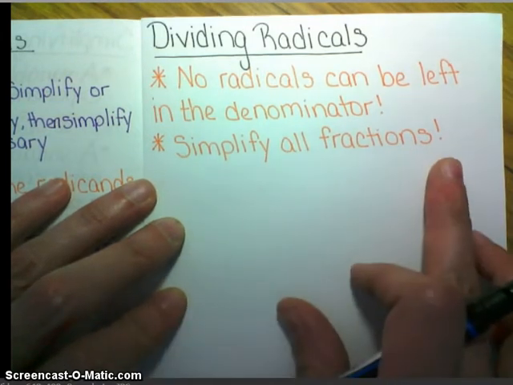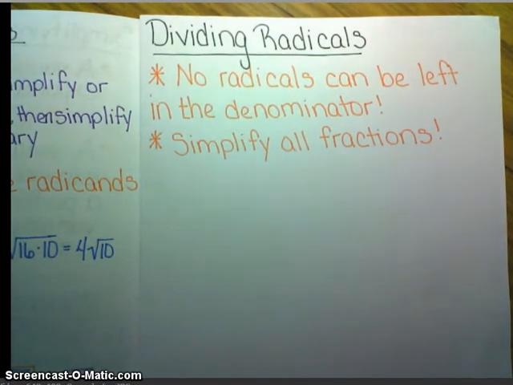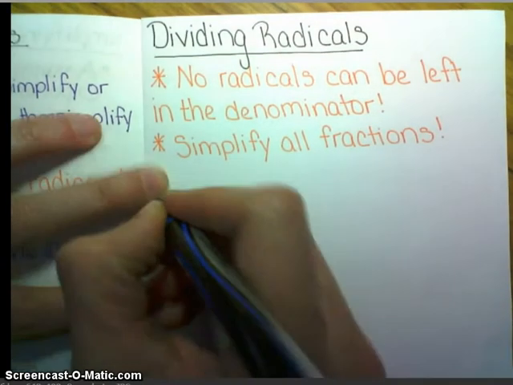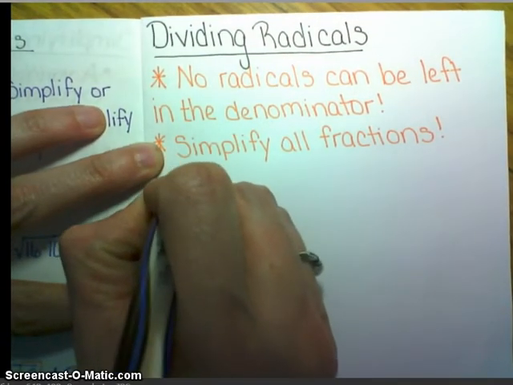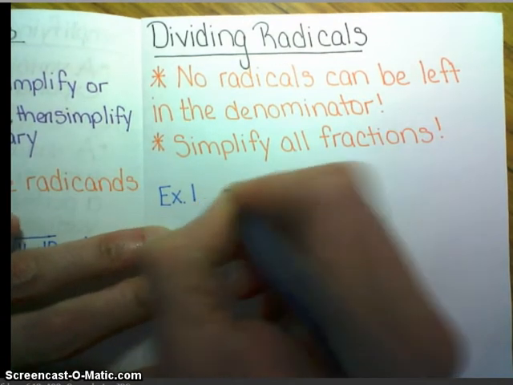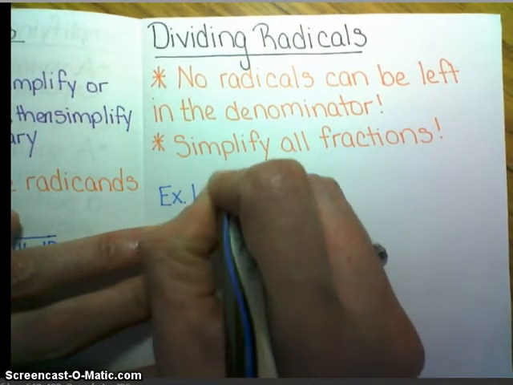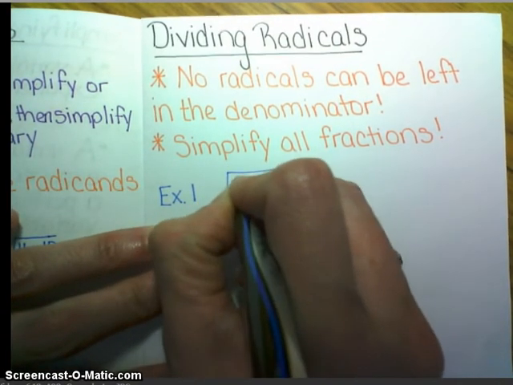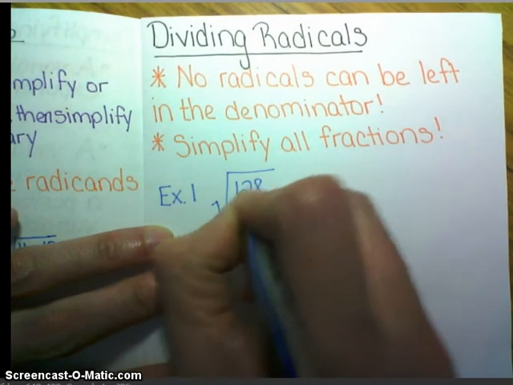And you have to simplify all your fractions. Now you can simplify before you start, or you can simplify after you've taken the square root. But either way, you have to make sure you simplify your fractions. So we're just going to go straight into, we're going to do 3 examples in here. So let's do example 1. We're going to look at the square root of 128 divided by 8.